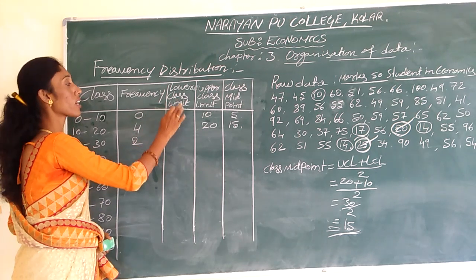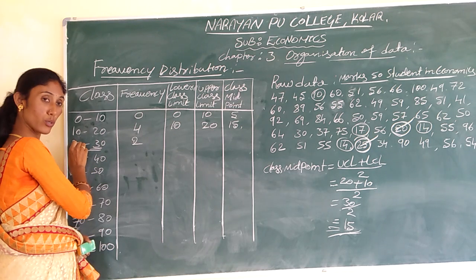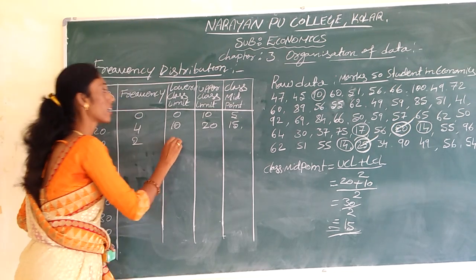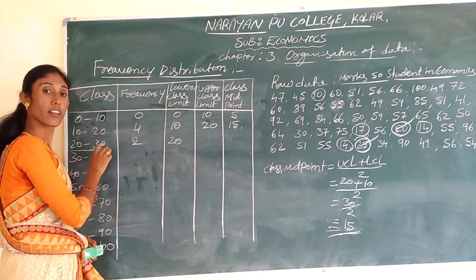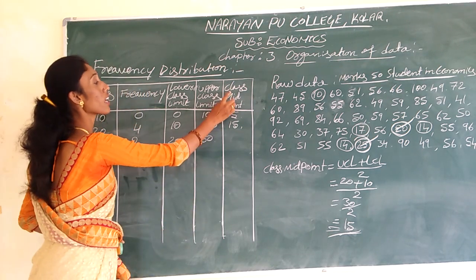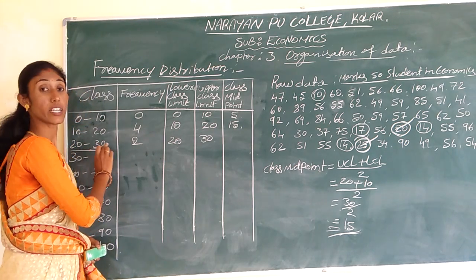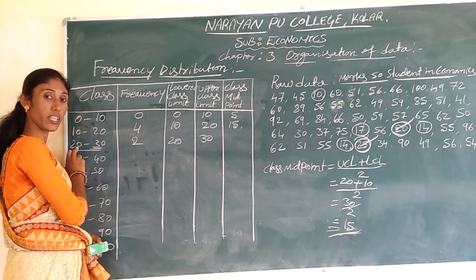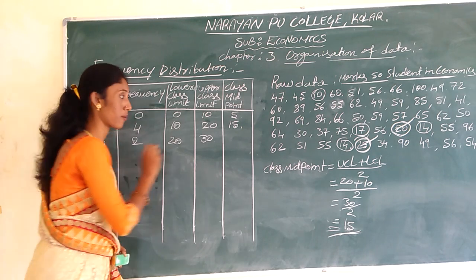The lower class limit of this class is 20, the lowest value of this class. The upper class limit, the highest value of this class, is 30. The class midpoint of this class is 25, because here you can add 30 plus 20, which is 50, and 50 divided by 2 gives 25.